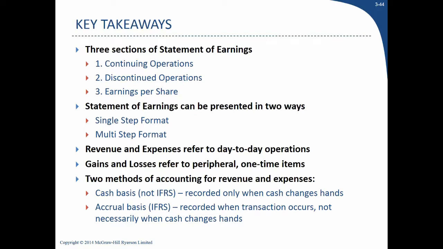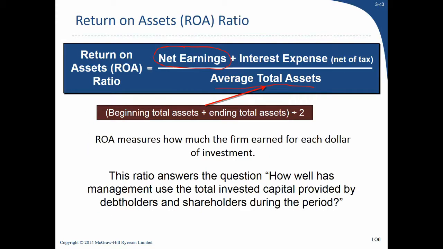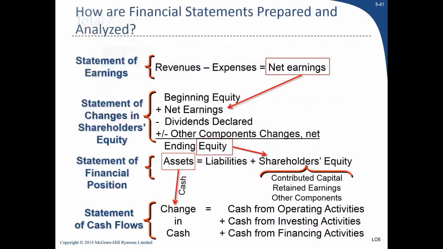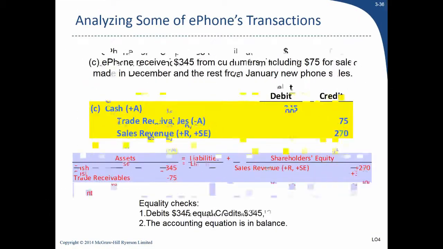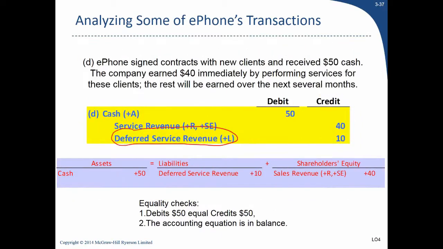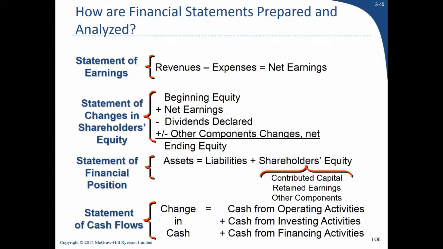Okay, key takeaways. The statement of earnings, actually I didn't talk about earnings per share. Let me give you a quick rundown of that. Net earnings, right? Here's a problem with size. Net earnings, let's say we made $100 this year. And let's say we had 20 shares outstanding. We earned $5 for every share.